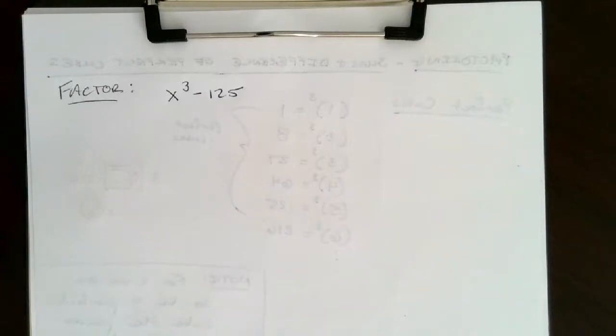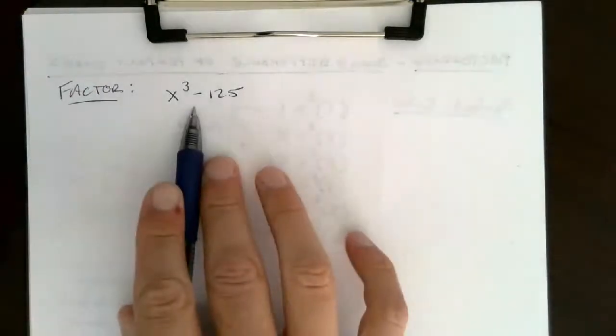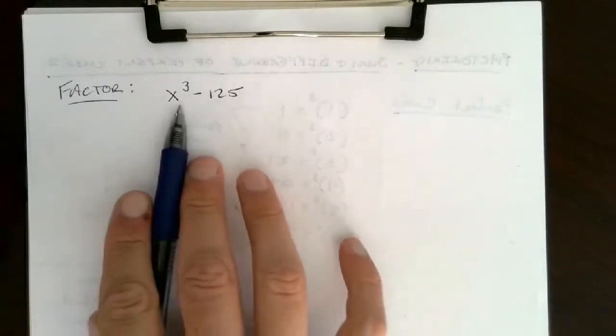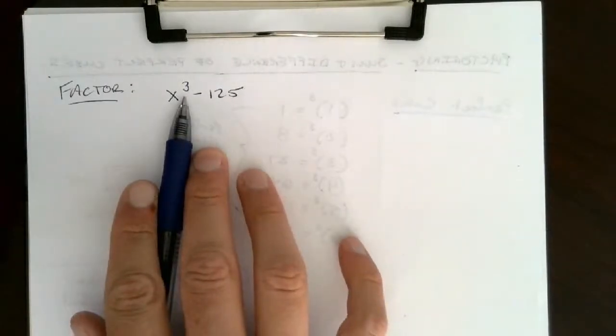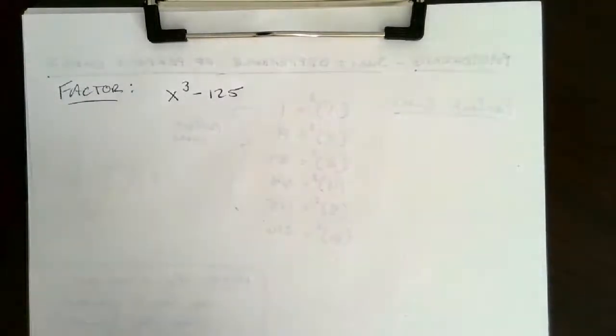The second thing you should look at is how many terms you have. And in this case, we have 2 terms. If you have 2 terms, that's what's telling you to look to see if it's either the sum or difference of perfect cubes or the difference of perfect squares. First off, is this the difference of perfect squares? Well, it's not, because the third power isn't divisible by 2, so you know right away it's not the difference of perfect squares. 125 is also not a perfect square.